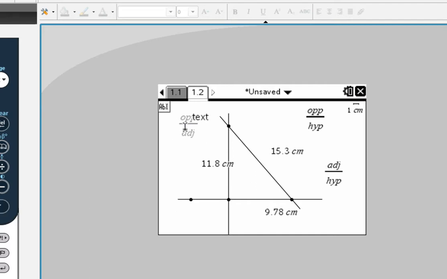Okay, so the first ratio we're going to take a look at is this one called opposite over adjacent. If we have an angle down here, and the side that's directly across from that angle is called the opposite side, and the side that is right next to the angle is called the adjacent side. The one that we always want to distinguish when doing anything with right triangles is this side, because this one's called the hypotenuse.